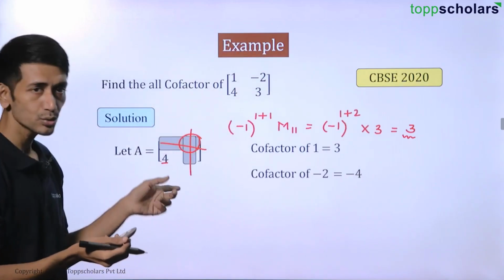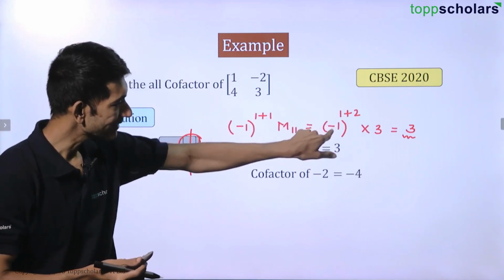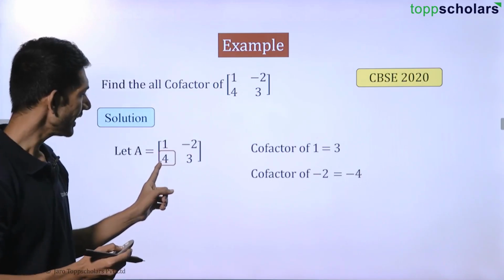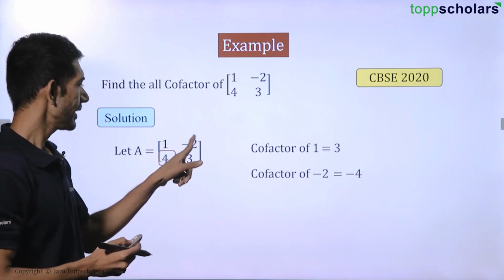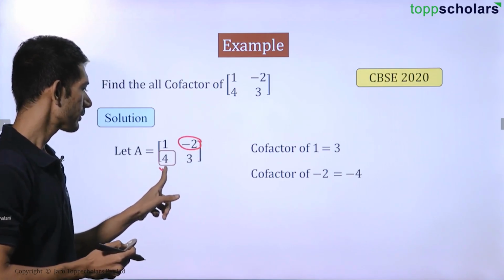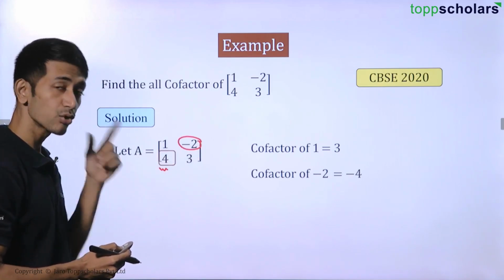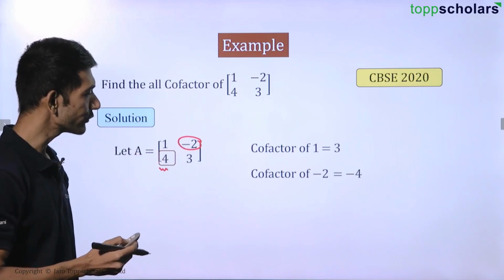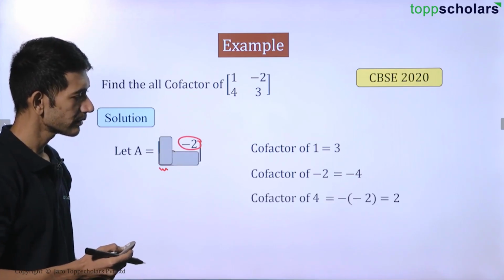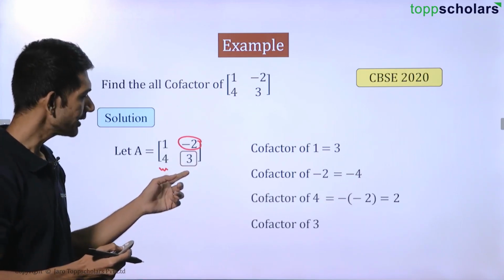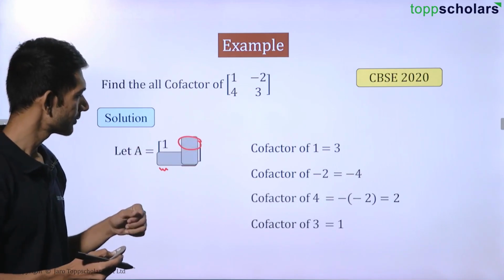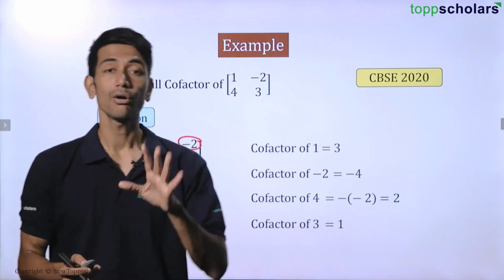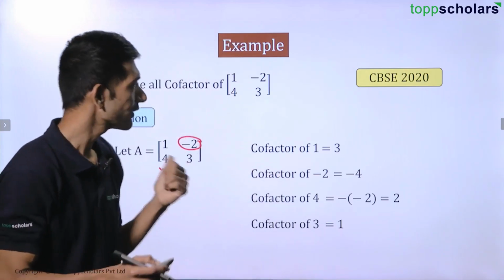Minus 1 raised to 1 plus 2, so minus 1 raised to 3, that is negative, multiplied by 4. So we'll get minus 4. Now let us talk about 4. For 4 again, we'll take this, but this is second row, first column. So minus 1 raised to 2 plus 1, that is minus 1 raised to 3, which is negative. So negative of negative 2 will become 2. See? And then finally for 3, that will be directly 1. That's it. So in this way, we can find out the cofactor of all the elements of a given matrix basically.